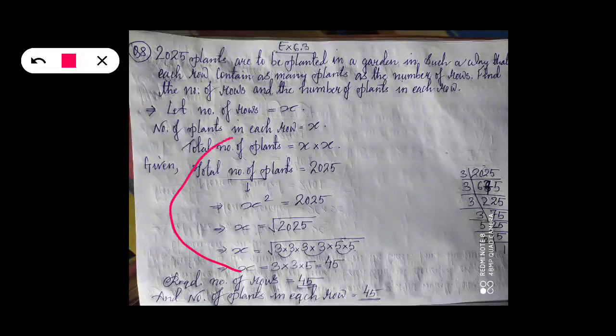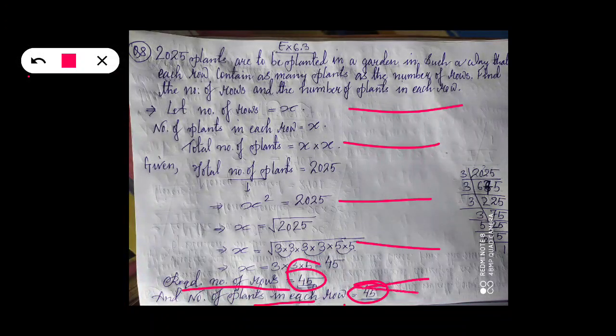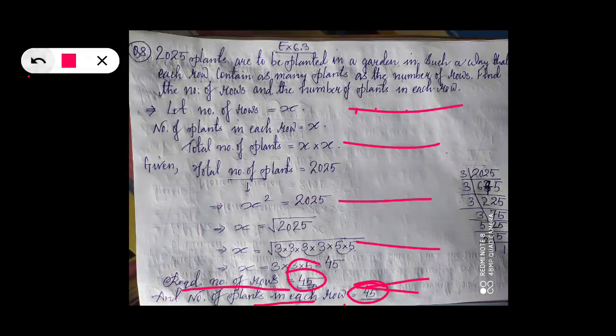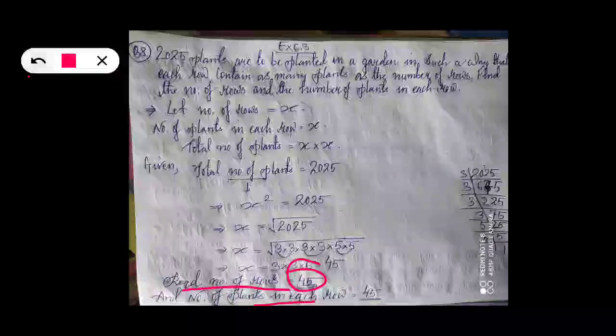And what is x? The number of rows is x, and the number of plants in each row is also x. That is, the required number of rows is 45 and the number of plants in each row is also 45. That means 45 rows are there, and the number of plants in each row is also 45. Are you getting my point? I hope all of you have understood this. Okay, let's move to the next question, question number 9.